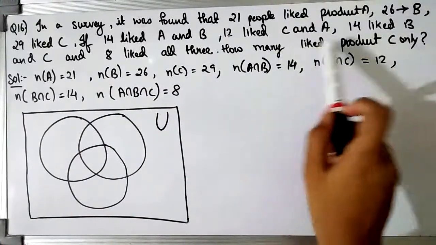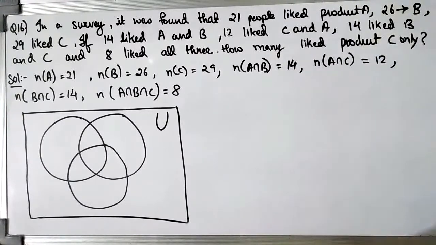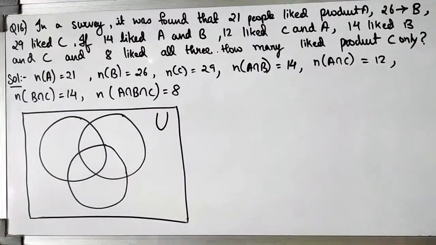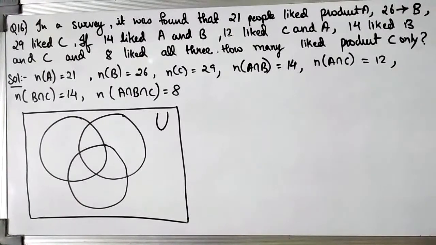They ask how many people liked product C only. So we have to find the people who liked only the product C and not any other product other than C. Now there might be people who like product C as well as A and B.